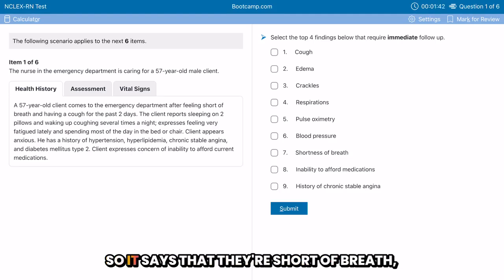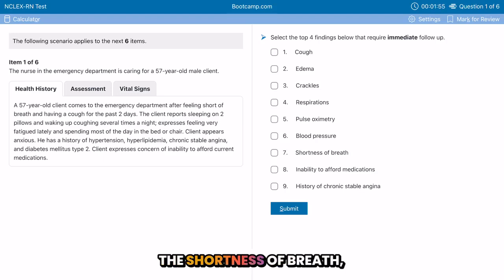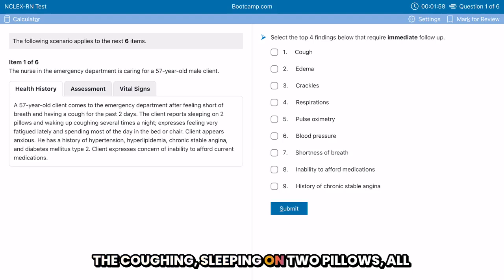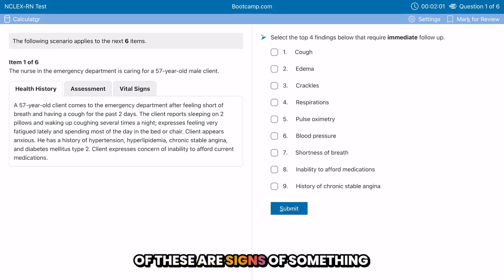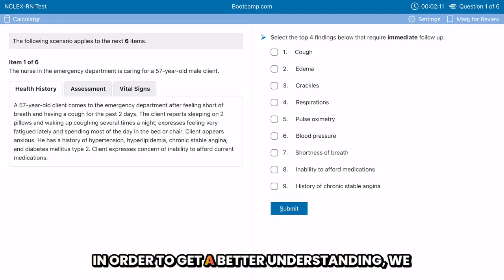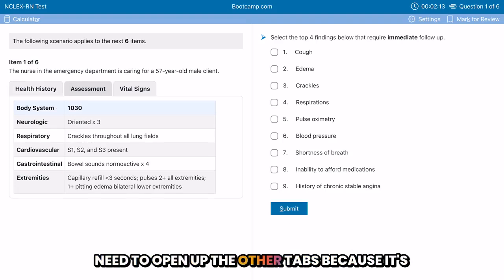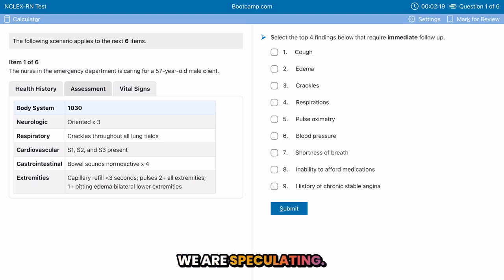So it says that they're short of breath, coughing, sleeping on 2 pillows, very fatigued, anxious. The shortness of breath, the coughing, sleeping on 2 pillows, all of these are signs of something respiratory, right? So we know that there's a respiratory situation happening with this client. But the question is, what is it? In order to get a better understanding, we need to open up the other tabs because it's really going to provide more context to be able to create that clinical picture that we are speculating.